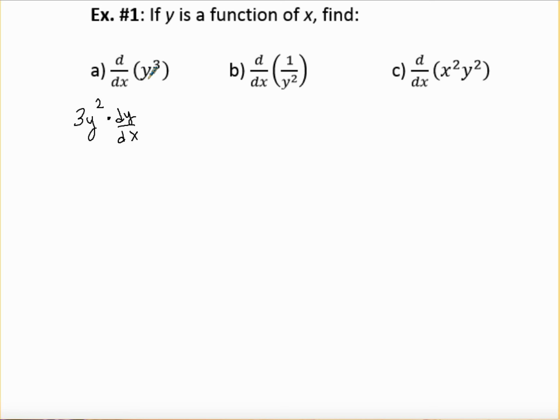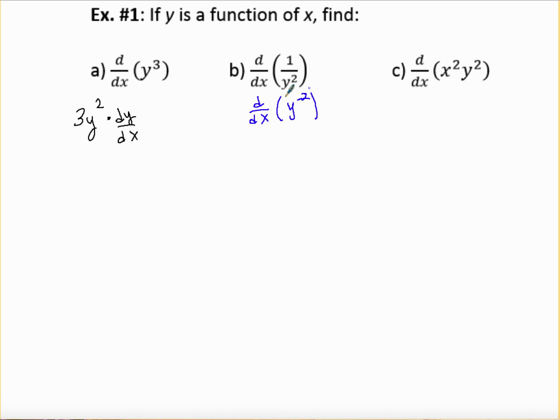That's the inside function. Okay, let's continue over here. This next problem, the derivative with respect to x of 1 divided by y squared. Well, honestly, I would write 1 divided by y squared with a negative exponent. So I would say this problem is really y to the negative 2. Find the derivative of y to the negative 2 power.